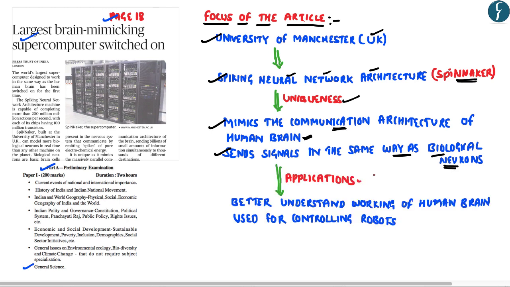With respect to applications of the supercomputer, it would enable the scientists to better understand the working of the human brain. Further, this supercomputer can also be used for controlling the robots. Now these are some of the aspects which one should know with respect to this particular supercomputer.